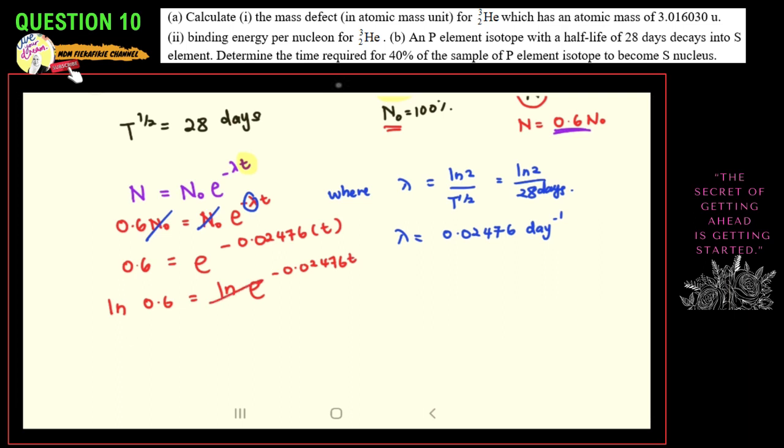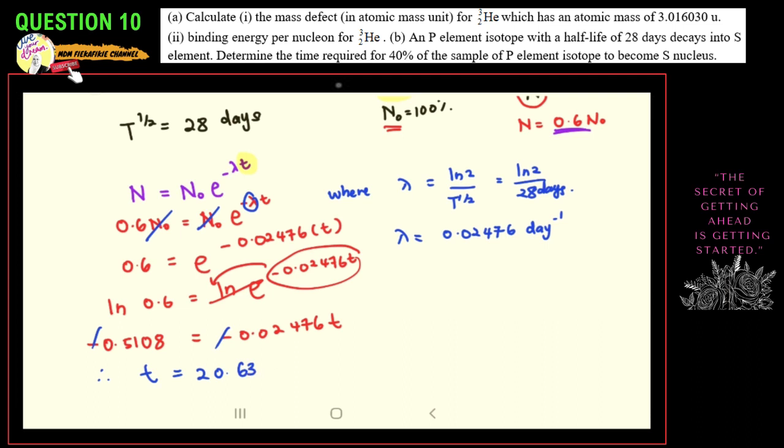So ln 0.6 is equal to negative 0.5108, equal to negative 0.02476 t. Ini boleh bawa ke depan kan? Matematik. So cancel the negatives. Therefore, t is equal to 20.63 days. Maknanya ianya mengambil masa 20.63 days for a P element to become S nucleus. Okay, so finish question number 10.